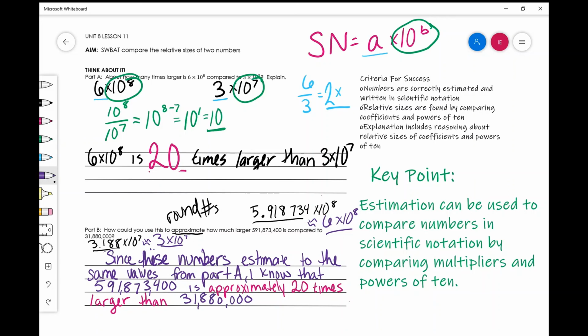Today's key point is that estimation can be used to compare numbers in scientific notation by comparing multipliers and the powers of 10. Go ahead and turn to your interaction with new material, and we're going to go through this a little bit more in depth.